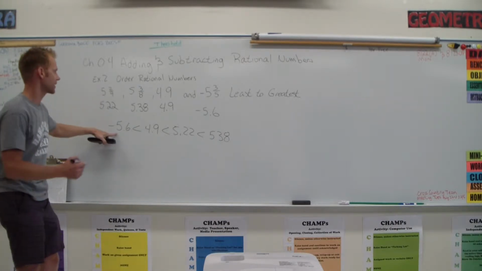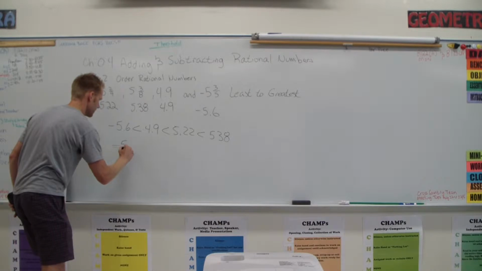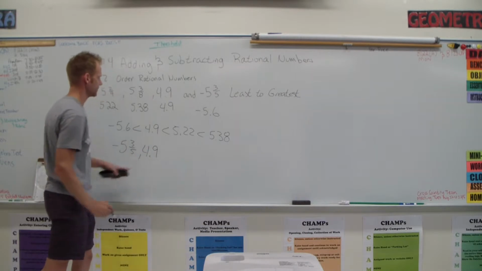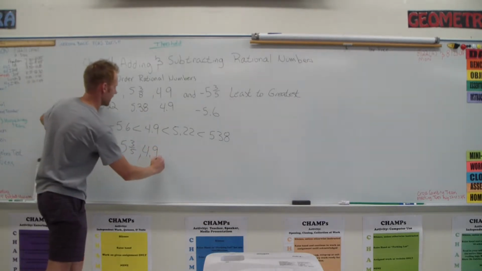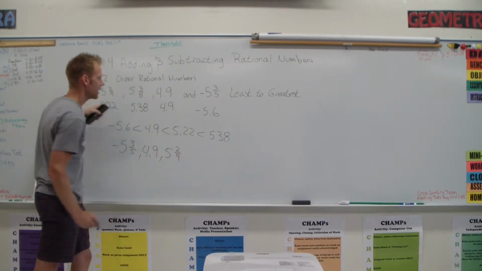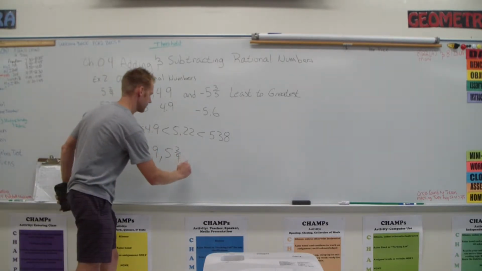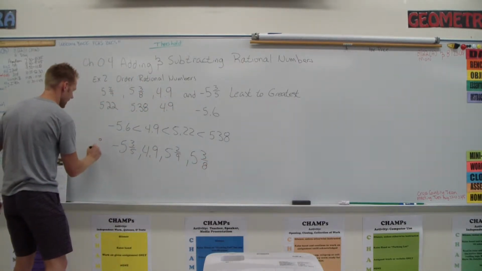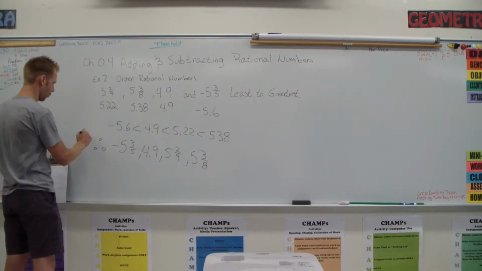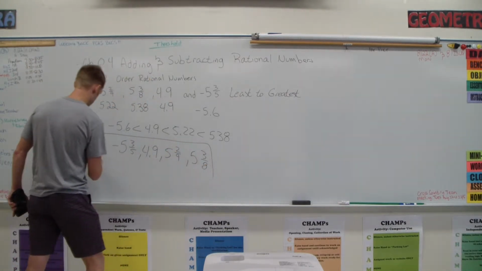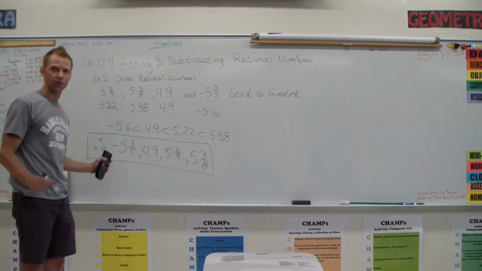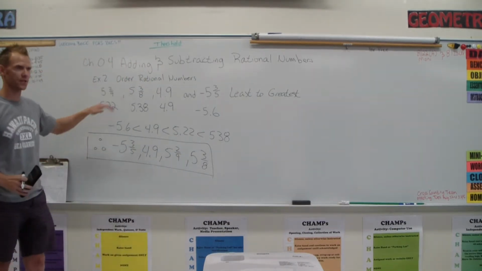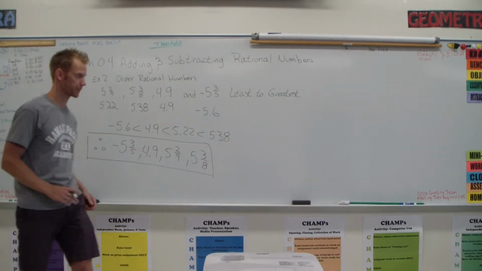We know that negative 5.6 was negative 5 3/5. And we know that 4.9 was originally 4.9. 5.22 was 5 2/9. 5.38 is 5 3/8. And we're going to use a new symbol. You're going to see these 3 dots a lot this year. These 3 dots mean therefore. Here we go. Our numbers are from smallest to greatest. Least to greatest. We ordered rational numbers. That was example 2.